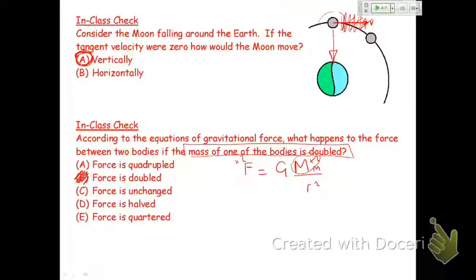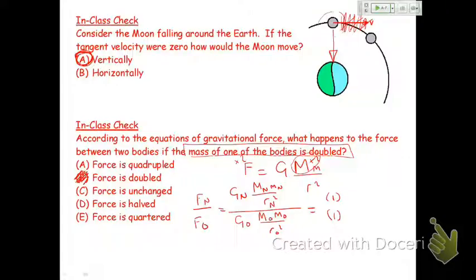Agreed? There is a more formal way, where F new over F old is equal to G new, big M new, little m new over R new squared, over G old, big M old, little m old over R old squared. When you play with numbers, if I don't know a number, I call it 1. G doesn't change, so that's 1. Big M was 1, but now it's 2 because it doubled. Little m, I call 1. R, I call 1 and square it, and it's still 1. So all that math says it's 2. So twice the answer.